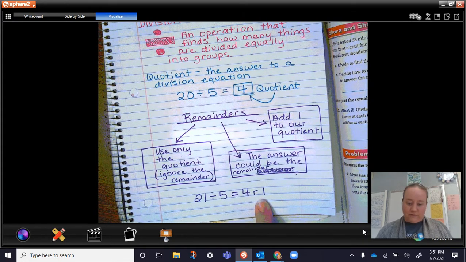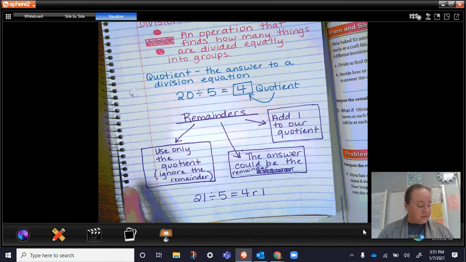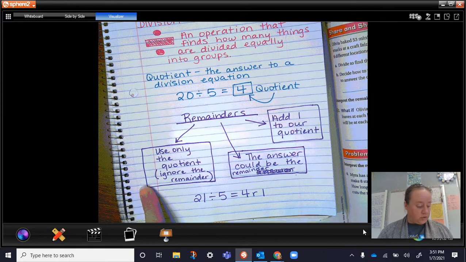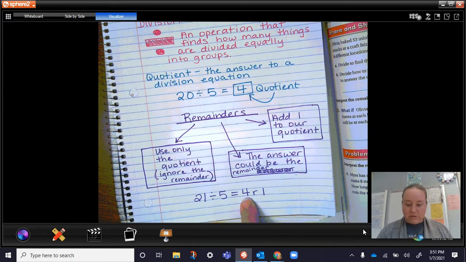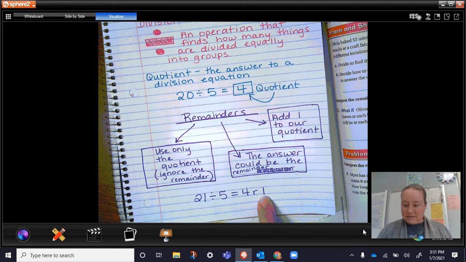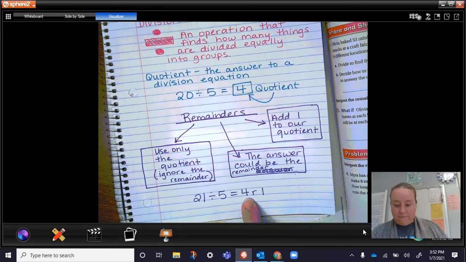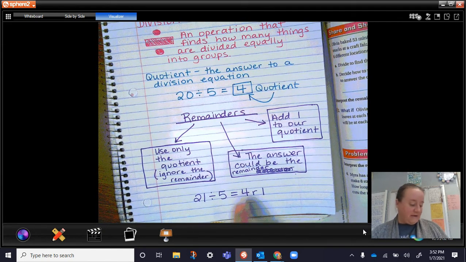There would be one extra left over because when you make 4 groups of 5, you get 20, but we started with 21, so there's that one that's left over. So that remainder, there's 3 things that we can do with it. If we have a word problem, sometimes we're only going to use the quotient. So sometimes we're only going to use this 4 and ignore the remainder. Sometimes the answer could be the remainder. It could ask us how much is left over, and then in that case we would put 1. And sometimes we have to add 1 to our quotient. So instead of saying 4, we would have to bump it up and say 5.